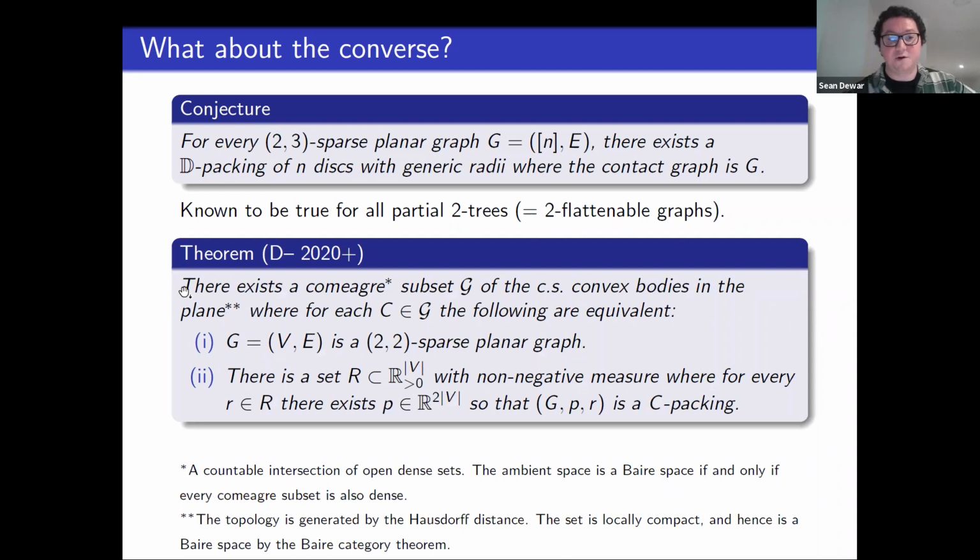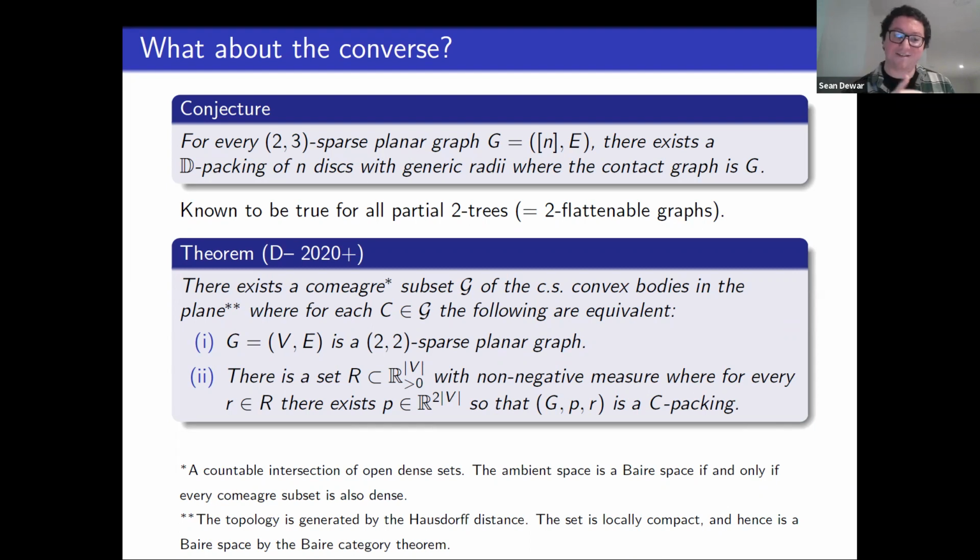But yeah, so I'm going to say there exists a co-Omega subset G of the centrally symmetric convex bodies in the plane. The centrally symmetric convex bodies in the plane have a natural topology, which is generated by the Hausdorff distance. And it makes them locally compact. In fact, they're a Baire space. And a Baire space is a space where every co-Omega subset is going to be also dense.